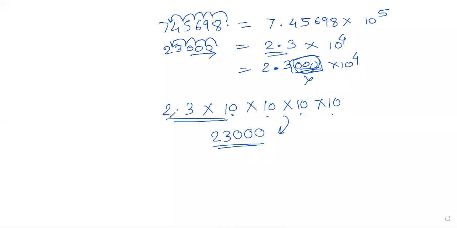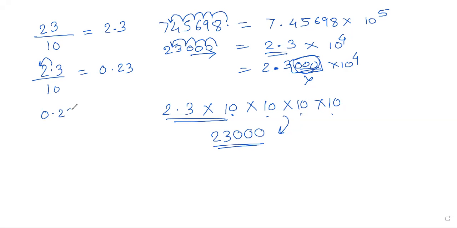Yes, sir. Now, on the other hand, see, if I take a number 23 and I divide by 10, what do I get? 2.3. Further, 2.3 you divide by 10. What do you get? 0.23. Again, 0.23 you divide by 10. What do you get? 0.023.